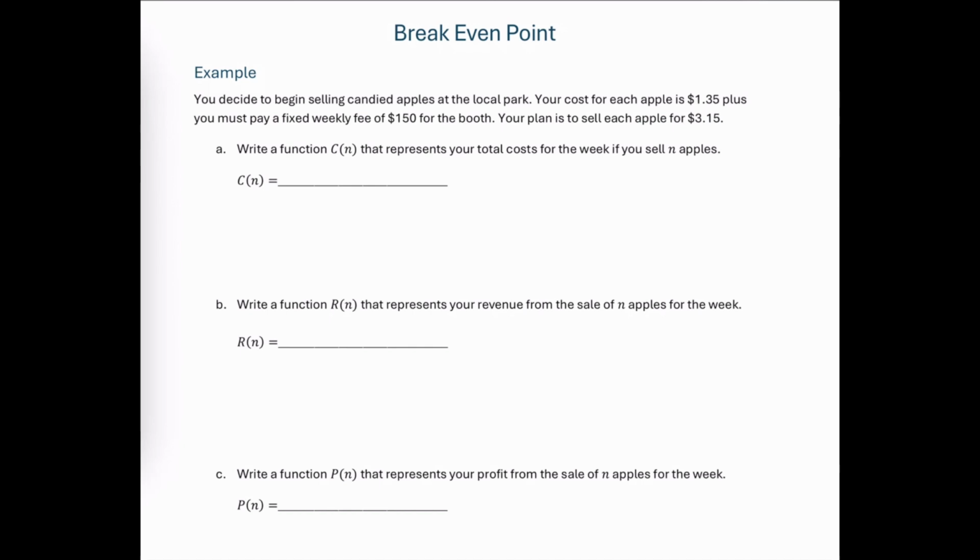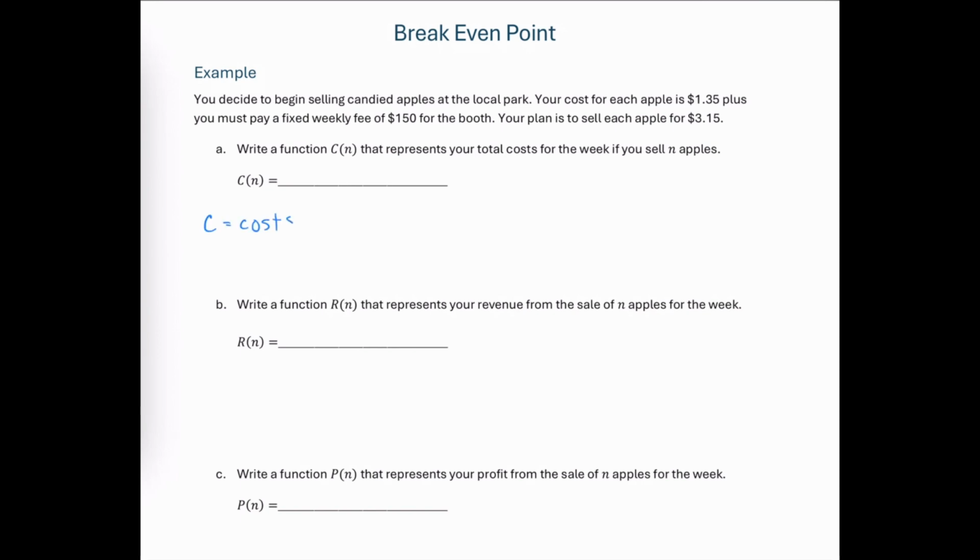We're now going to discuss the break-even point through this example. You decide to begin selling candied apples at a local park. Your cost per apple is $1.35, plus you must pay a fixed weekly fee of $150 for the booth. Your plan is to sell each apple for $3.15. Write a cost function, C of n, that represents your total cost for the week if you sell n apples.